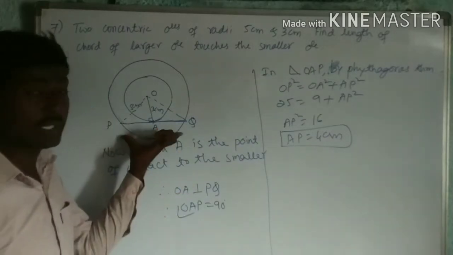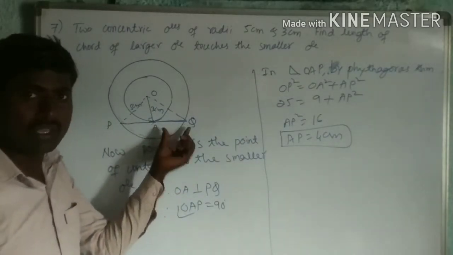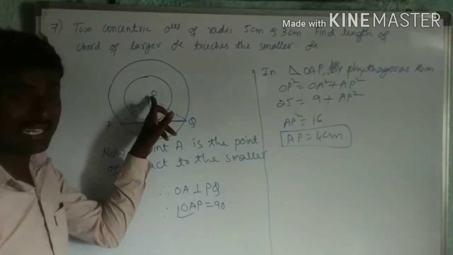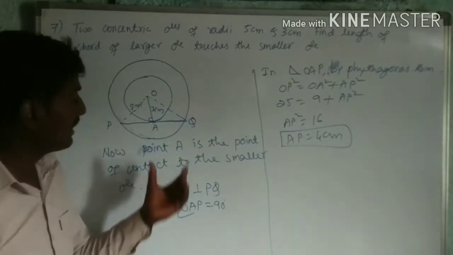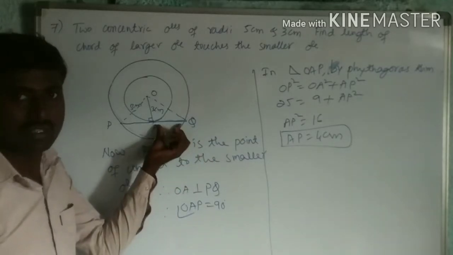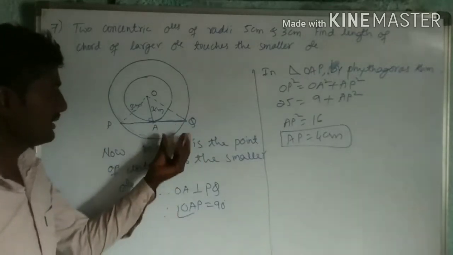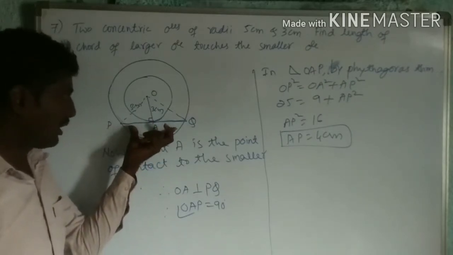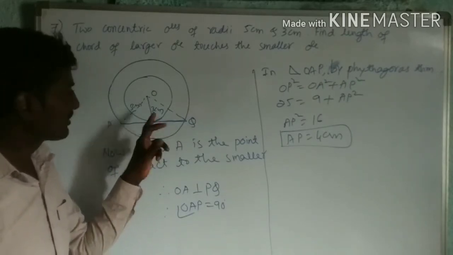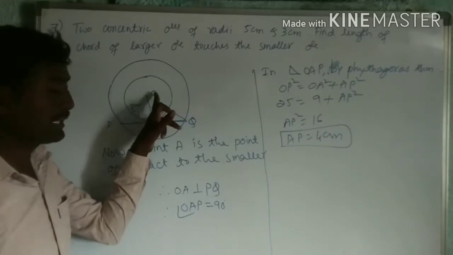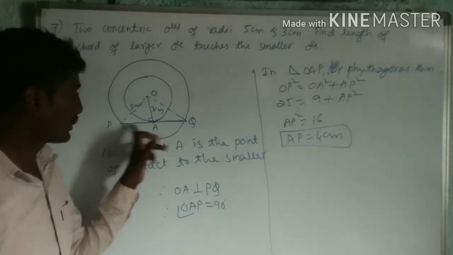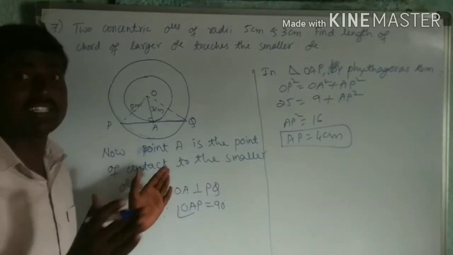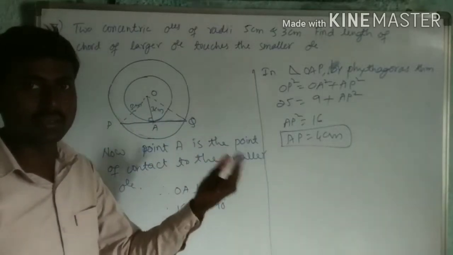But I want PQ, which means I need AQ. Again you can apply the Pythagoras theorem to this right angle triangle OAQ, and you will get AQ. Otherwise, you can also write it in this way. PQ is a chord of the larger circle. If you draw a perpendicular from the center to the chord, then that perpendicular bisects the chord. This is a theorem. You already know this concept.